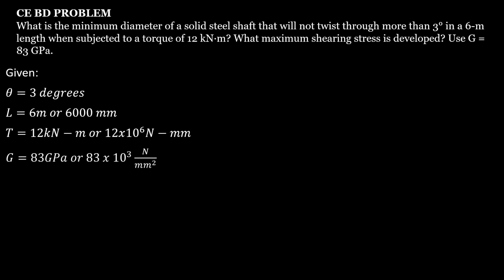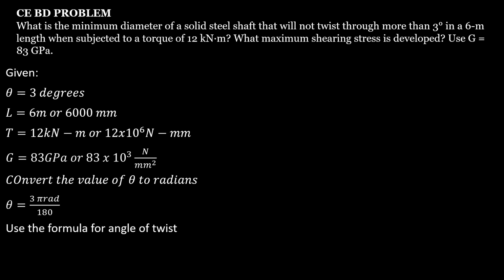And for our next given, the modulus of rigidity, which is equal to 83 gigapascal or 83 times 10 to the 3 newton per square millimeter. But of course, we must not forget to convert first the value of our theta, the angle of twist, to pi radian from degree measures. Our given theta is equal to 3 degrees, and if we multiply it by pi radian over 180, our angle of twist value now is 3 pi radian over 180.